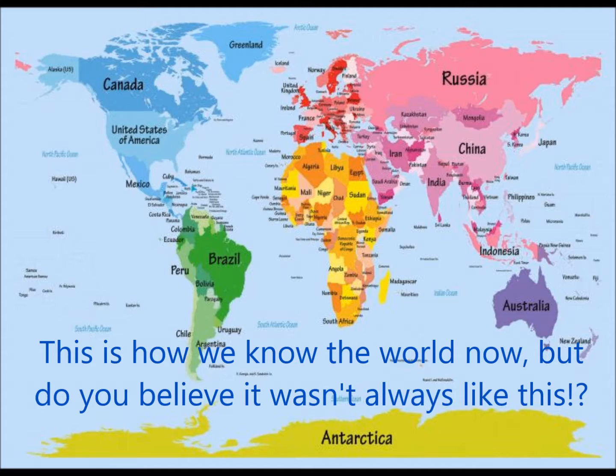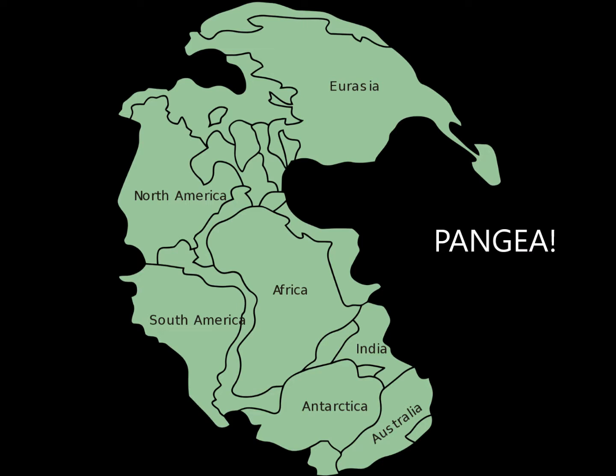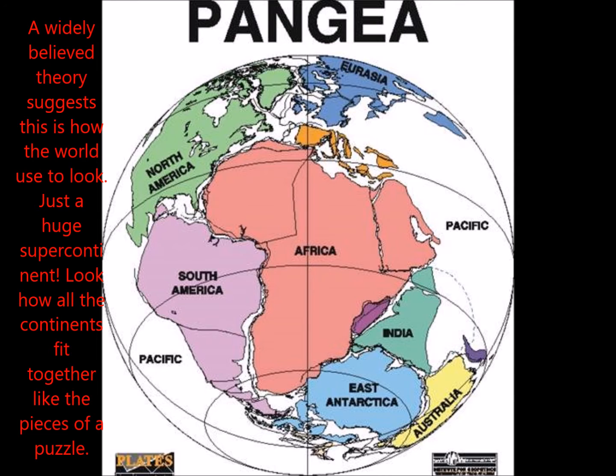This is how we know the world now, but do you believe it wasn't always like this? Pangea. Alfred Wegener was actually the first person to suggest Pangea existed. A widely believed theory suggests this is how the world used to look, just a huge supercontinent. Look how all the continents fit together like the pieces of a puzzle.